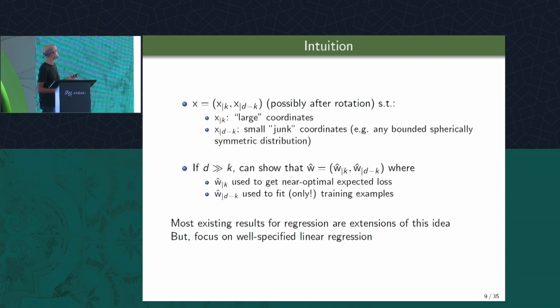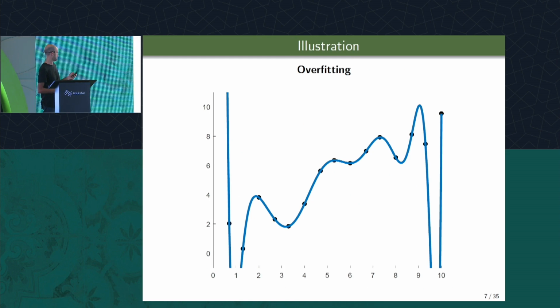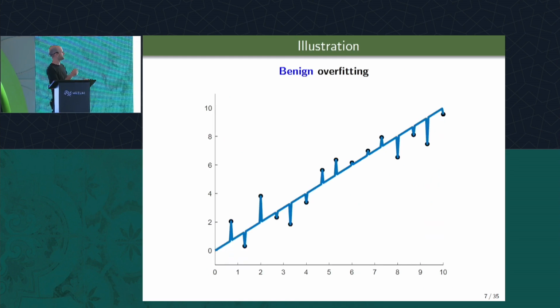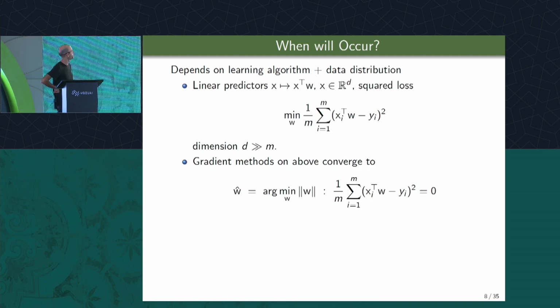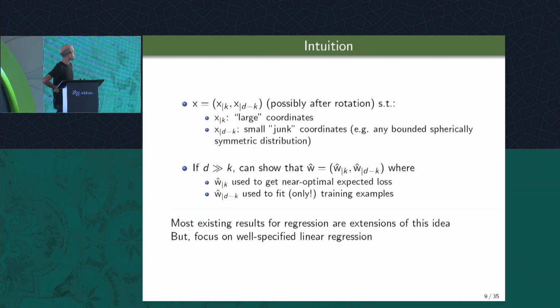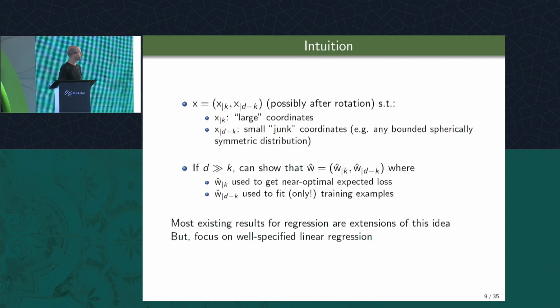So it really boils down to this: you have a main signal that is near optimal, and then you have a sparse signal just to get the training error to zero, but it doesn't really affect your test performance. Okay, hence you can get this kind of benign overfitting for linear predictors in high dimensions. And most of the existing results for regression are extensions of this intuition, but they tend to focus on well-specified linear regression. So the natural question is, what happens if we want to look at more general things, maybe not regression, or not well-specified, or maybe even if we want a nonlinear model.